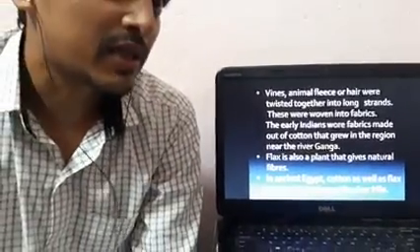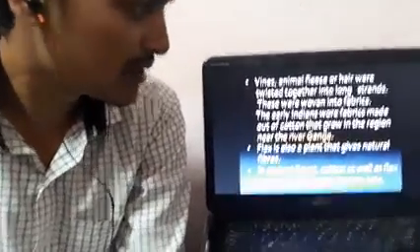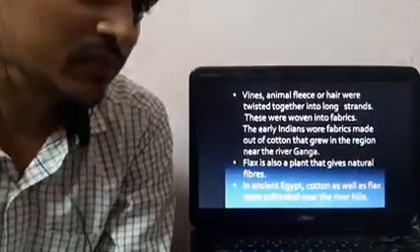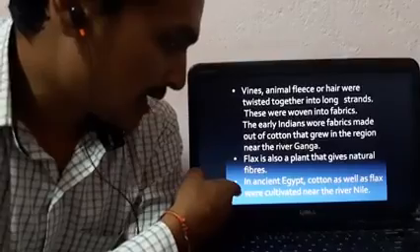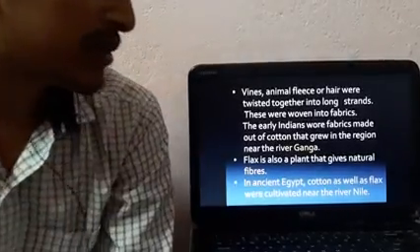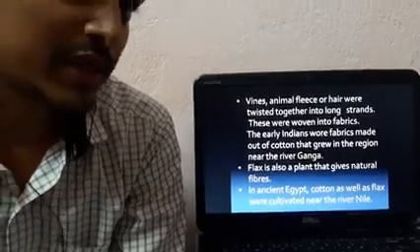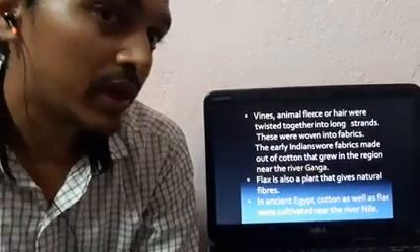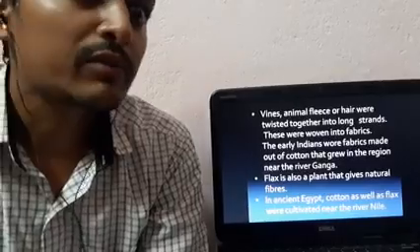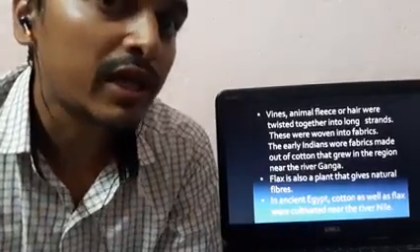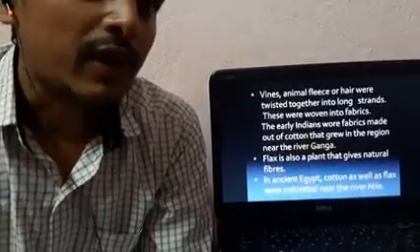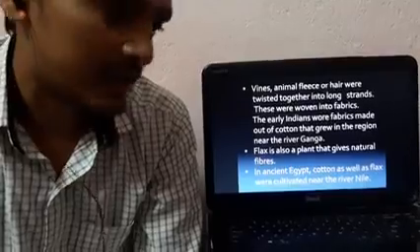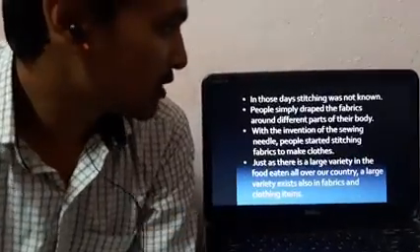Flax is also a plant that gives a natural fiber. Flax is another kind of plant which gives us natural fiber, just like jute. In ancient Egypt, cotton as well as flax were cultivated near the river Nile. Cultivated meaning they did farming of cotton and flax for obtaining fibers. So this was about the history.